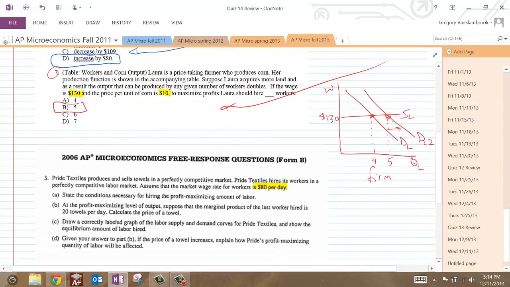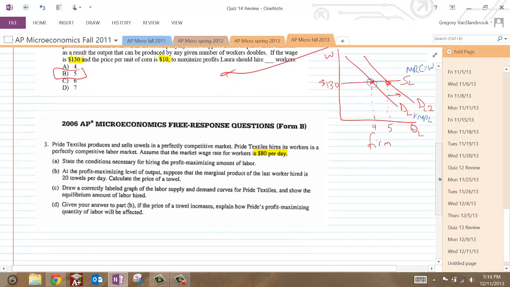Let me take you back to the graph that we just had. Best way I think to think about this is at the profit maximizing amount, the supply of labor is equal to the demand for labor, or, remember we used other terms for this, the marginal resource cost, which is equal to the wage, is equal to the value of the marginal product of labor.